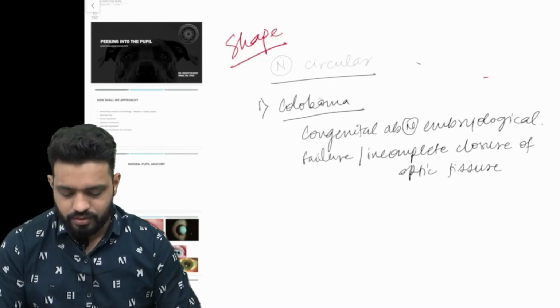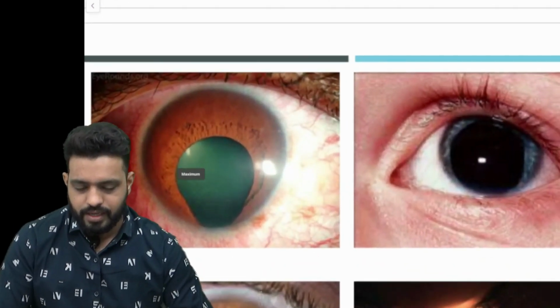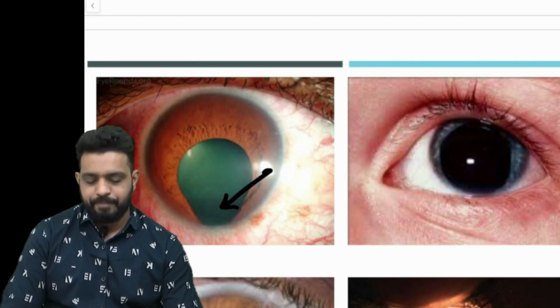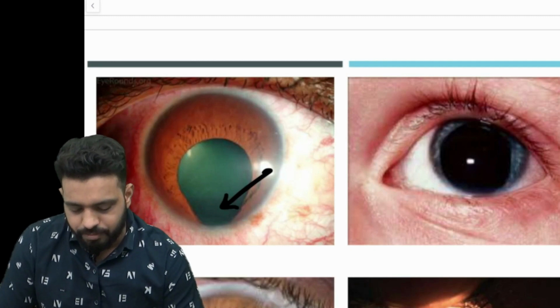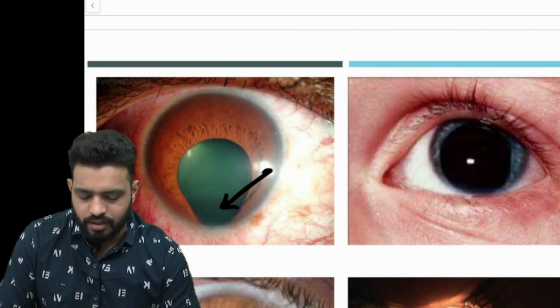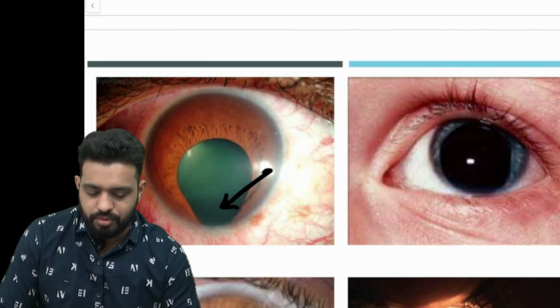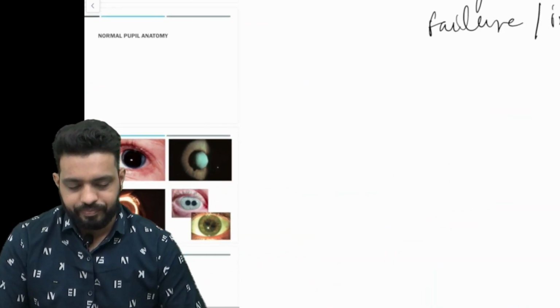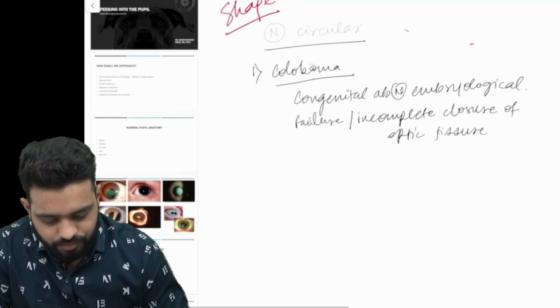Okay, so see this. As you can see, this is the coloboma. Due to incomplete closure, there is a gap in the pupil inferiorly. The most common site of coloboma is always inferior. So this is known as coloboma. Okay, let's move on ahead.